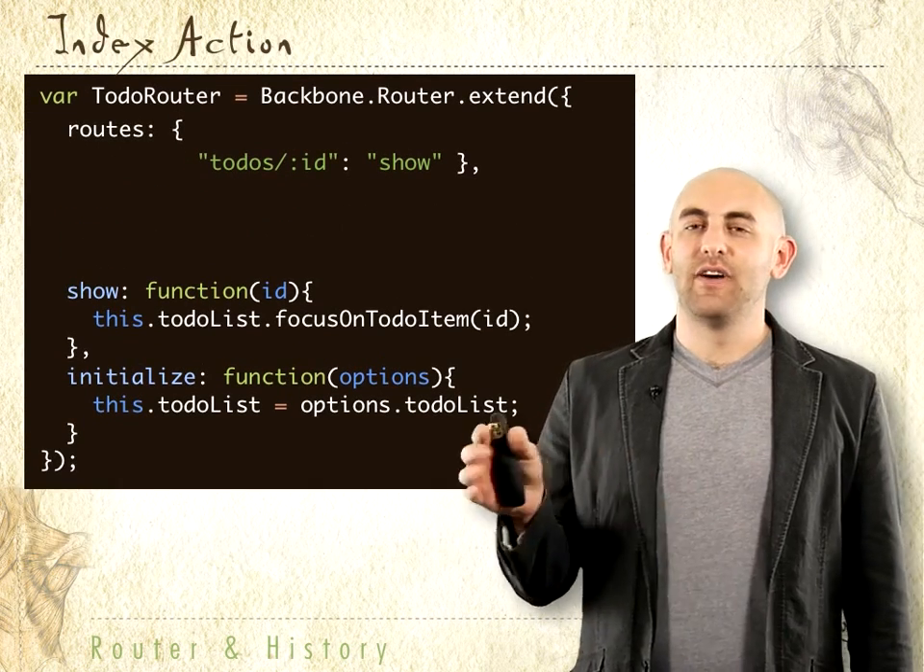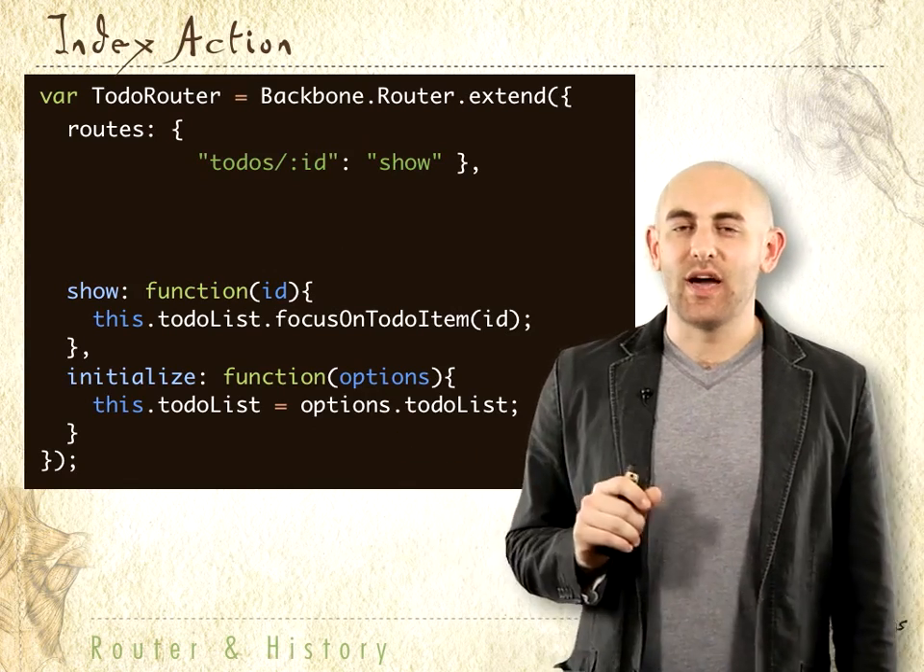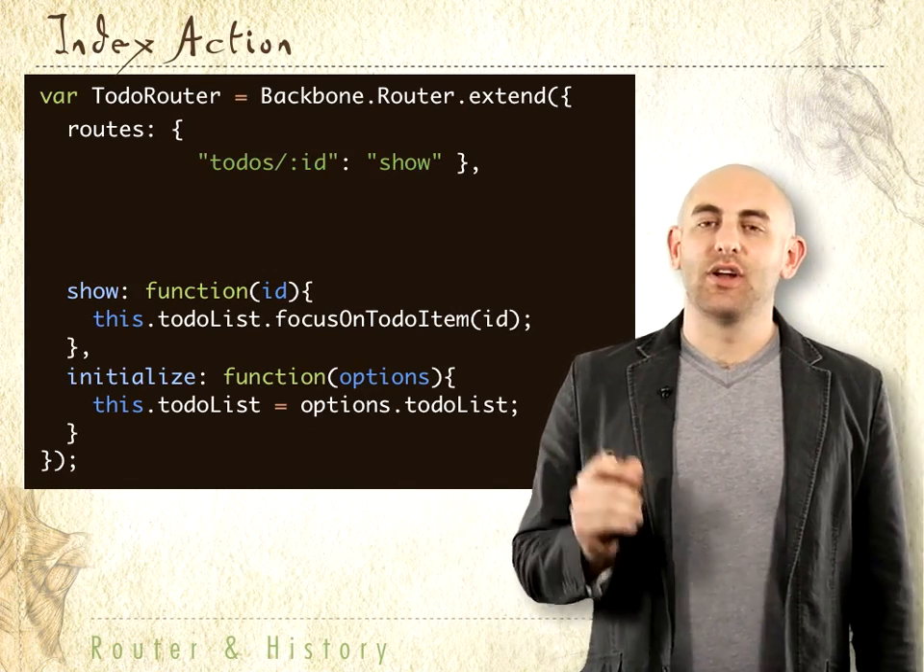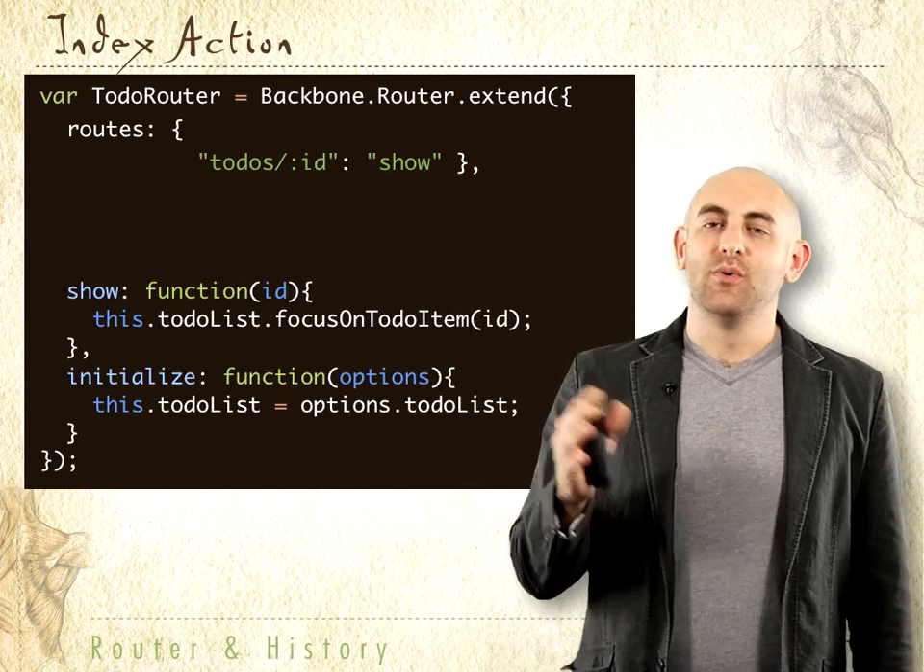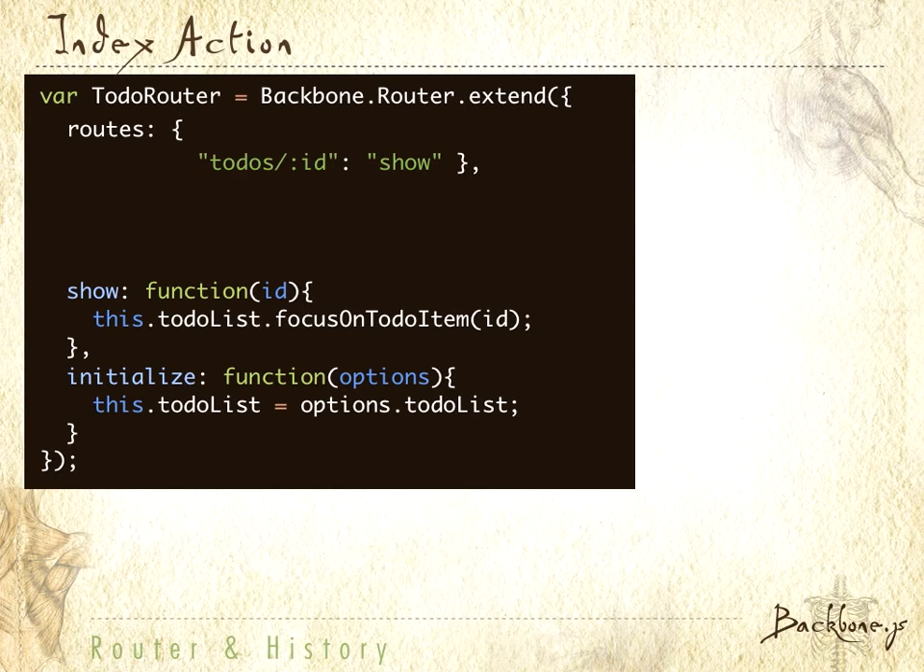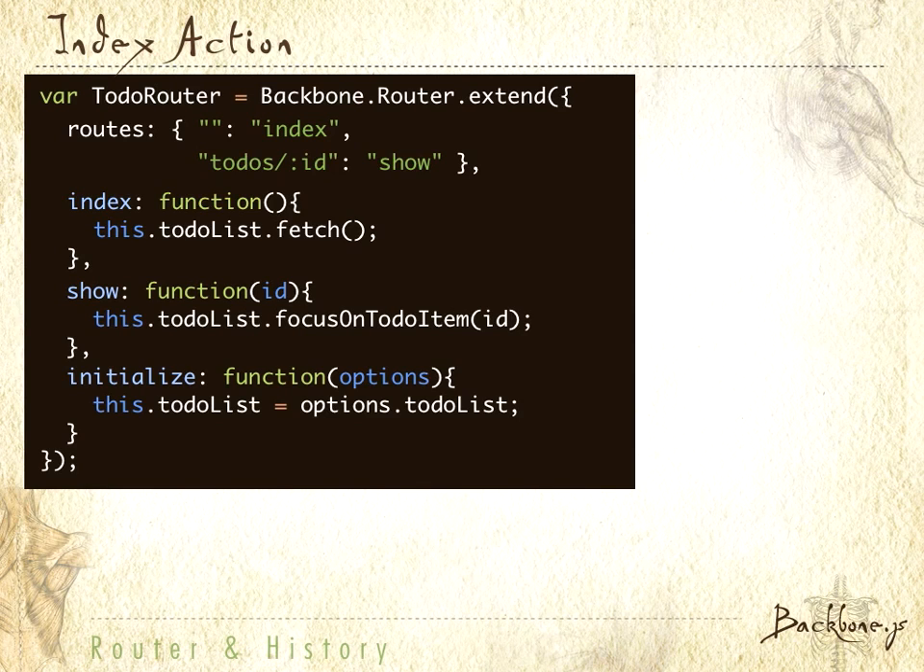What happens if after the user goes to the show action, they hit the back button? Well, they're going to end up back on the root route, which has no URL. So we need to define the root route on our router. We do that by just using an empty string as seen here, and we want to call the index action when the root route is matched. Now when we define our index action, all we're going to do is call fetch on the collection. And this will get all the to-do items from the server and display that to the user.